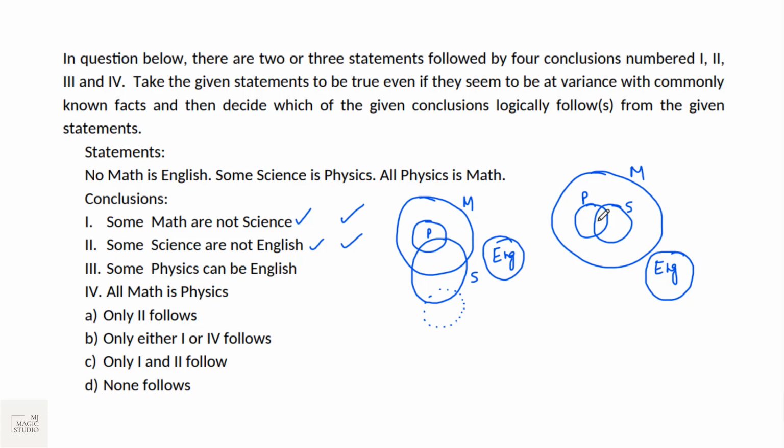Some physics can be English? No, that is never possible. Some physics can never be English. So option number 3 will never follow. All math is physics is not necessarily followed. So we have confirmation for 1 and we have confirmation for 2. So only 1 and 2 follows. Option C is the pick.